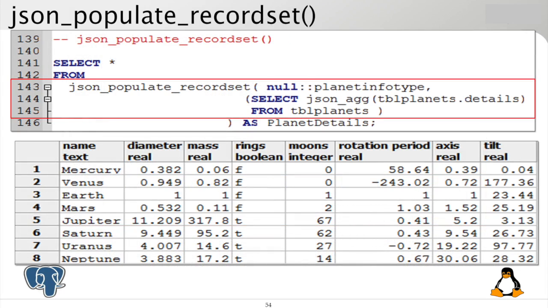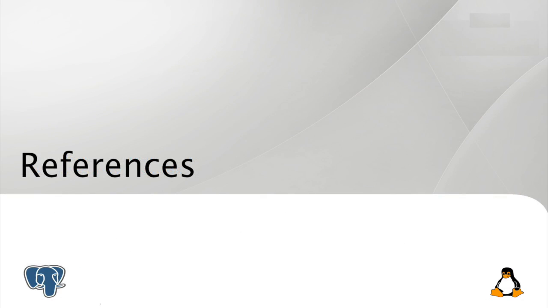And finally, the JSON populate record set function. I found this function very interesting. It works in a similar way as in the previous slide. So it expects a type definition, and in this case the select statement can return several JSON objects. So it extracts the key value pairs and produces a nice record set of columns and rows and records. Alright, so we have covered most of the JSON functions and operators. I left out one or two functions which were very easy to understand.